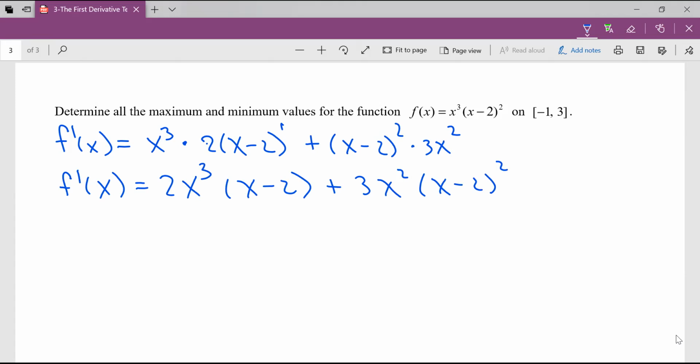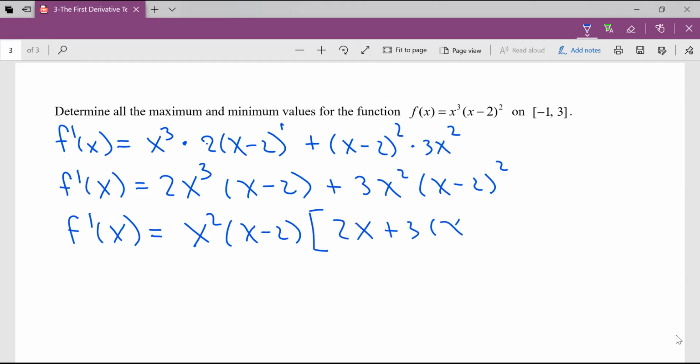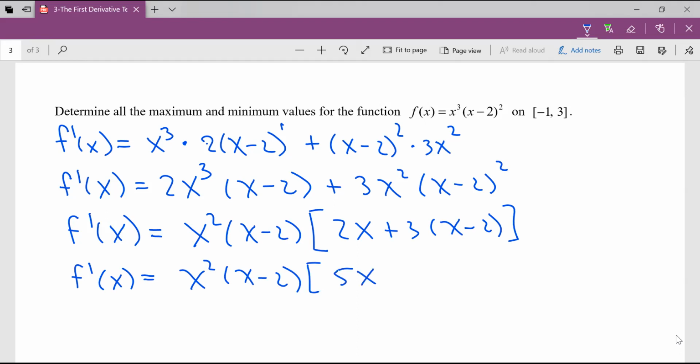Now I'm going to factor this, because I like things factored. I'm going to factor out an x squared and an x minus 2. What does that leave me with? It leaves me with 2x plus 3 multiplied by x minus 2. Now I'm going to simplify inside my brackets. So x squared, x minus 2, and inside our brackets, 2x plus 3x sounds like 5x minus 6. Okay, we do all that good work.